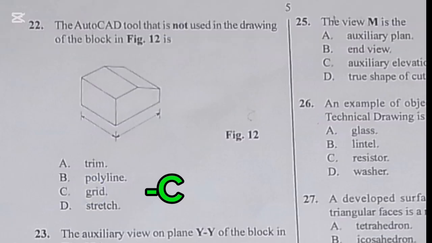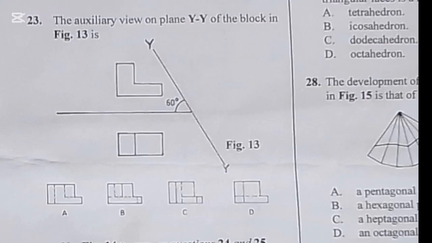Now question 23. The auxiliary view on plane YY of the block in figure 13 is, if we draw the auxiliary views down, we are to produce the auxiliary with the line. We are going to project from the plan, this plan here. So we are drawing the auxiliary elevation, so by the time we are done with that, the shape that we are going to be having is this B. B is the correct answer.